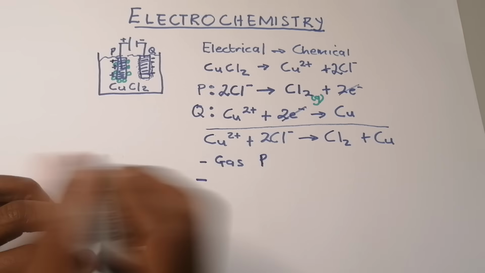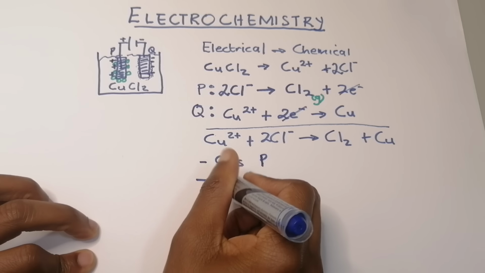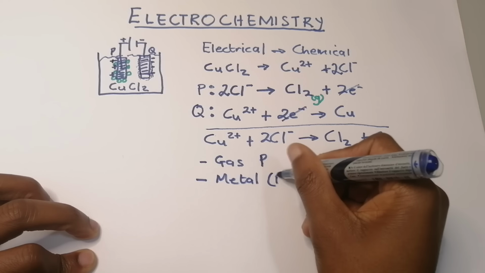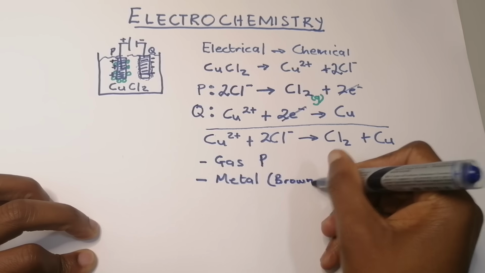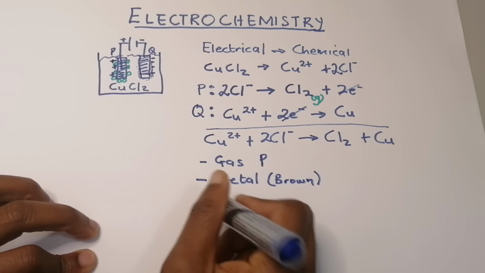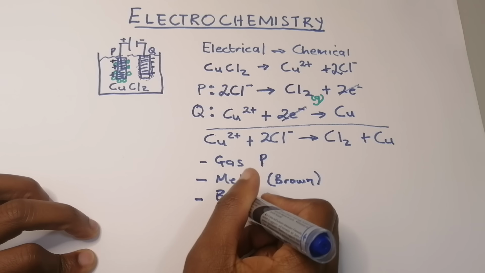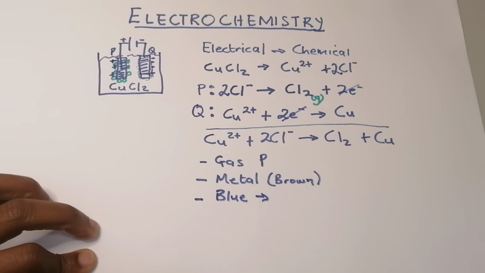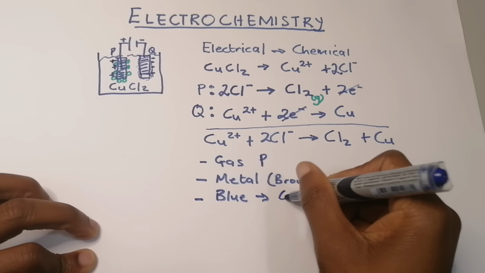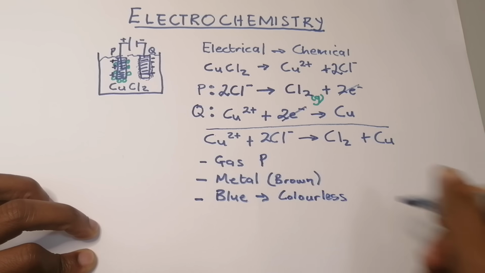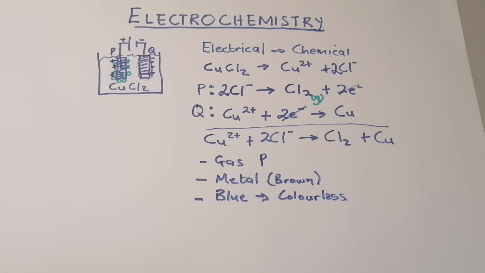All right. Secondly, we said another thing that would happen is that a metal would form at electrode Q. Of course, in this particular case, it would be a brown, bronzish metal that is forming. And then thirdly, the solution would move from a deep blue color to a more clear, colorless solution. Look, it wouldn't get to a point where it's completely colorless, but obviously the amount of blue color would tend to be faded.